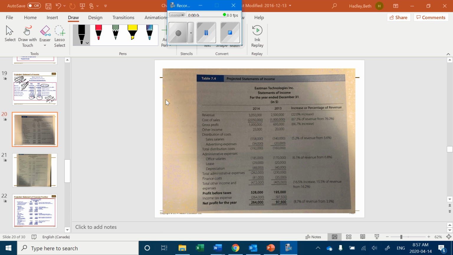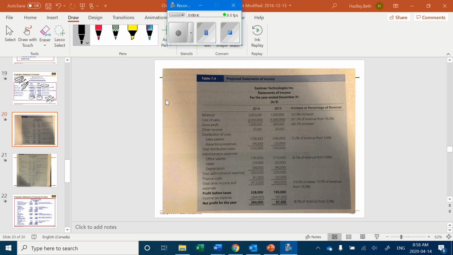Hi everyone. Okay, so for the second example of projected statements of income or income statements, we're going to look at Eastman Technologies, and this is directly from your textbook on page 291. Okay, so again, we're going to look at percentages of increase compared to revenue, so from year to year, and I referred to that in the previous video as your horizontal analysis as opposed to what we have been doing, which is your vertical analysis.